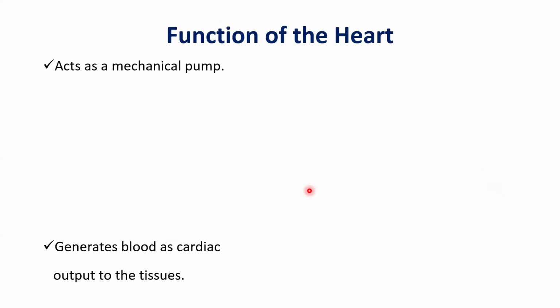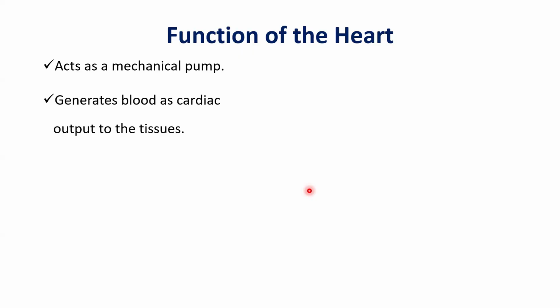Okay, so functions of the heart. One, it acts as a mechanical pump, which is the reason why it's pumping blood. The other one is that it generates cardiac output to the tissues, which is again related to the mechanical pump. So what is it pumping? It's pumping blood. Why? Because this blood is carrying oxygen, nutrients, and those things.